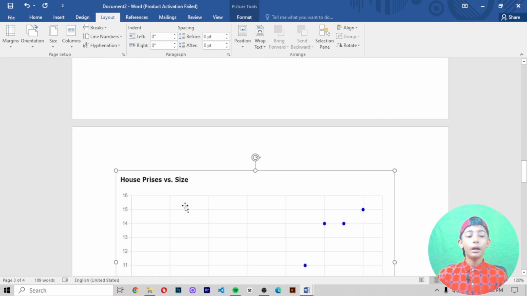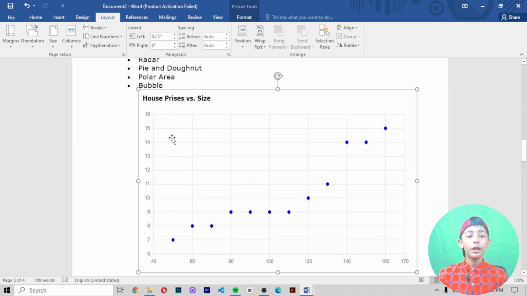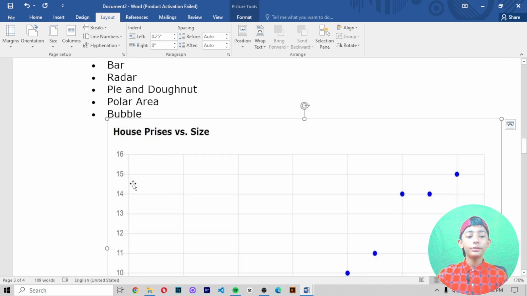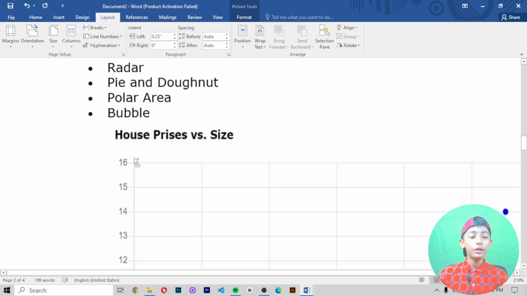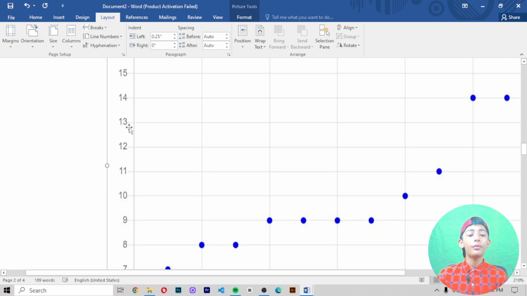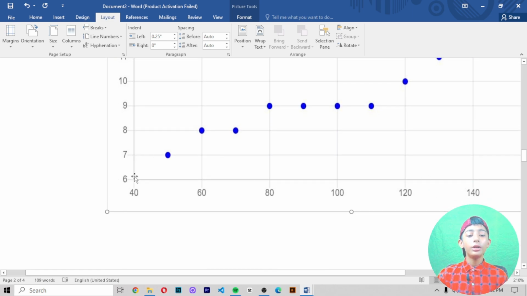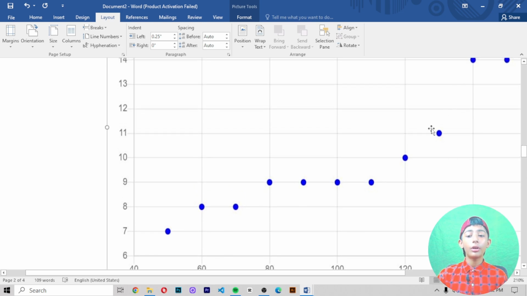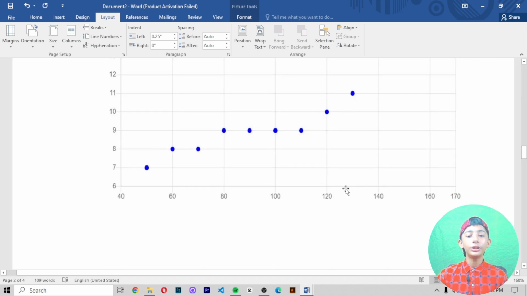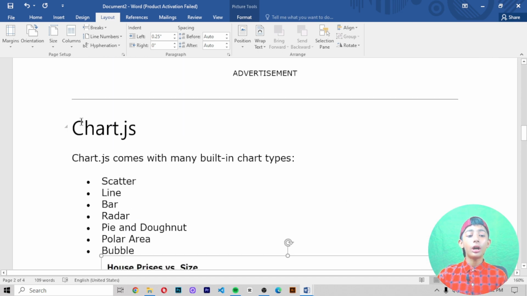Sorry, this chart. In this chart, you can see house price versus size. And in this chart there are 16, 15, 14, 13, 12, 11, 10, 9, 8, 7, 6, and there are 40, 60, 80, 100, 120, and 140, and there is one graph of dots. Here you can see it. This is one chart of chart.js.